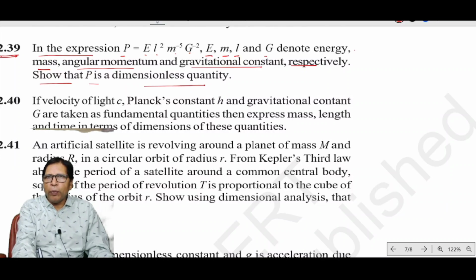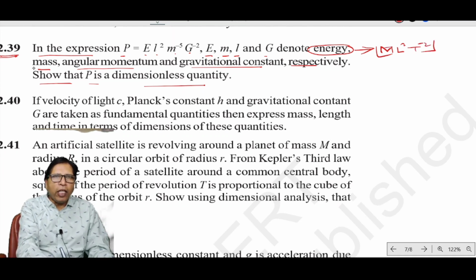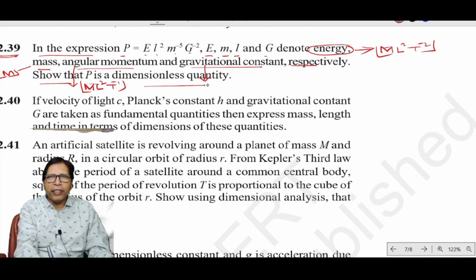Now first of all we have to find the dimension of energy. What is the energy? The dimensional formula of energy is M L square T minus 2. The dimensional formula of mass is M. The dimensional formula of angular momentum, like Planck's constant, is M L square T minus 1. And the dimensional formula for gravitational constant is M minus 1 L cube T minus 2. Okay, no problem.